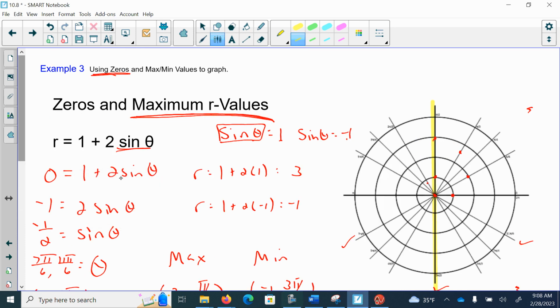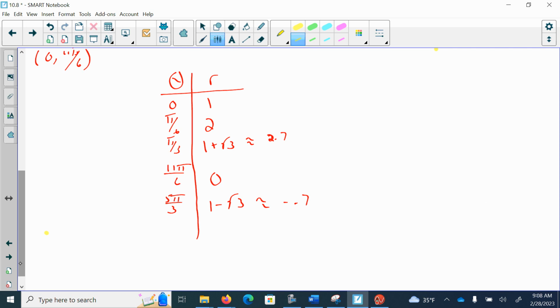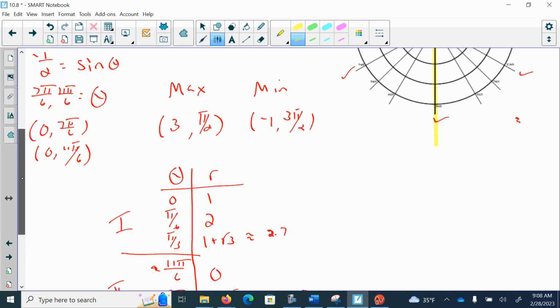So I made up a table, and this is the table that I made up. I picked points from the first quadrant. I picked points from the fourth quadrant. And I didn't pick the ones that I already used, but I forgot that I picked 11 pi over 6, and I did get 0, so good for me. So I plotted these points here.